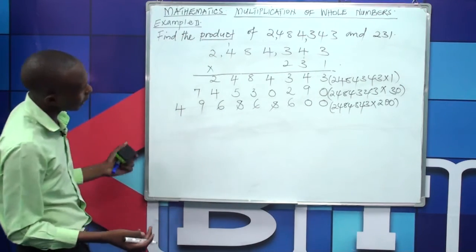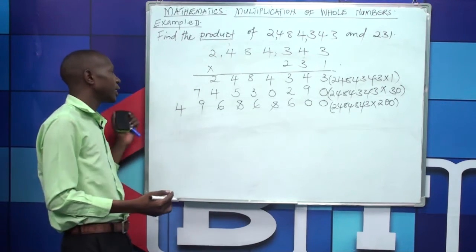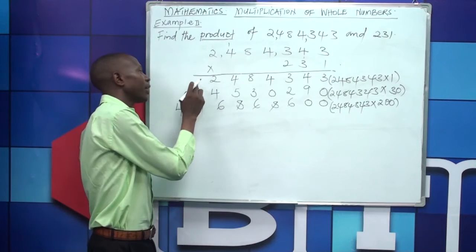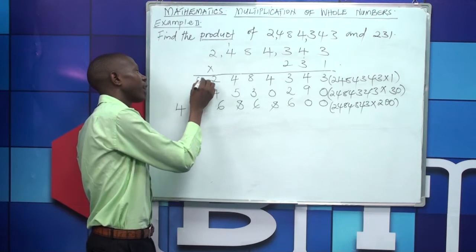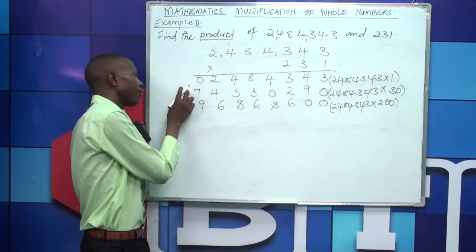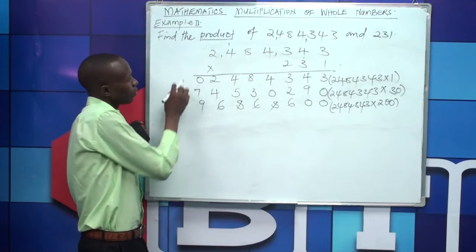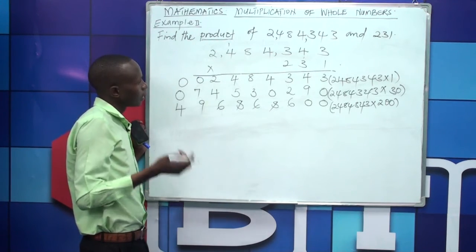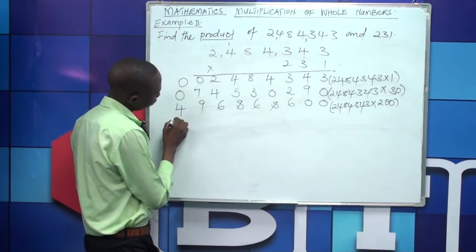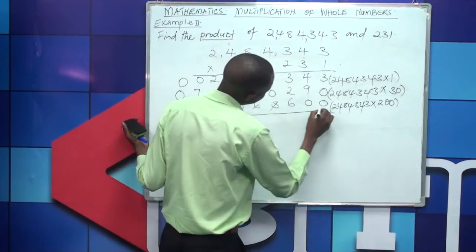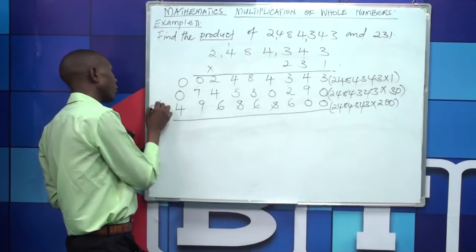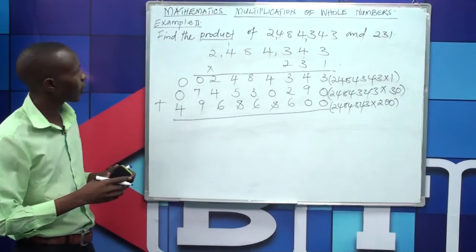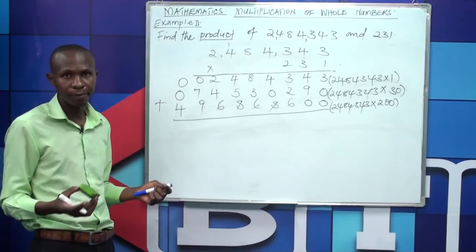We call it placeholder. At the same time, when I look at the first number here, what do I have here? Here we have nothing. What do I have here? Here I have nothing. What do I have here? Here I have nothing. I can also do that. Then from there, I'll have to find the sum of the product of those three digits after working them out the way we have done.